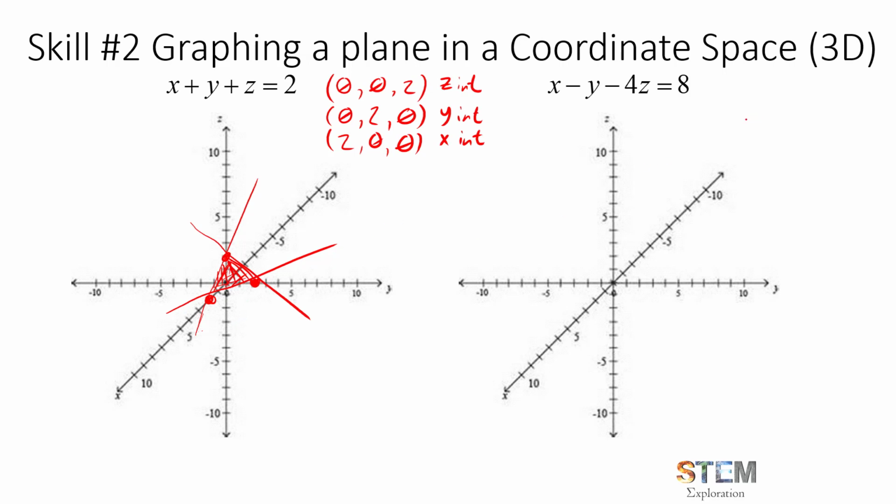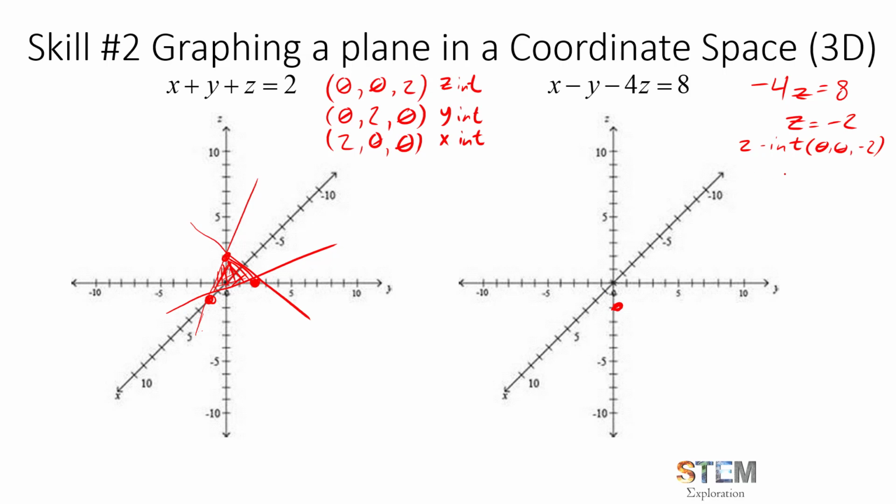So let's beef up the example a little bit. Let's temporarily assume that x and y are equal to 0. So that tells us, all right, well, let's find the z-intercept. Negative 4z is equal to 8. If x is equal to 0 and y is equal to 0, then z would have to equal negative 2. That tells me that the z-intercept is 0, 0, negative 2. That point is right here.